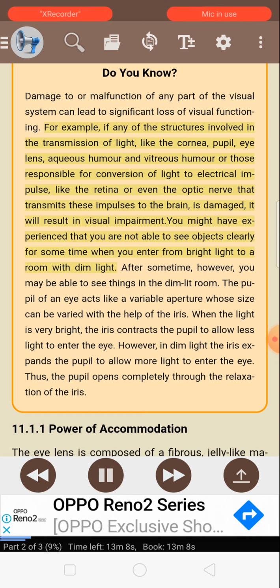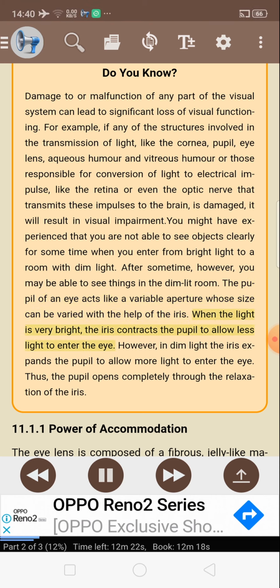You might have experienced that you are not able to see objects clearly for some time when you enter from bright light to a room with dim light. After some time, however, you may be able to see things in a dim lit room. The pupil of an eye acts like a variable aperture whose size can be varied with the help of the iris. When the light is very bright, the iris contracts the pupil to allow less light to enter the eye. However, in dim light, the iris expands the pupil to allow more light to enter the eye. Thus, the pupil opens completely through the relaxation of the iris.